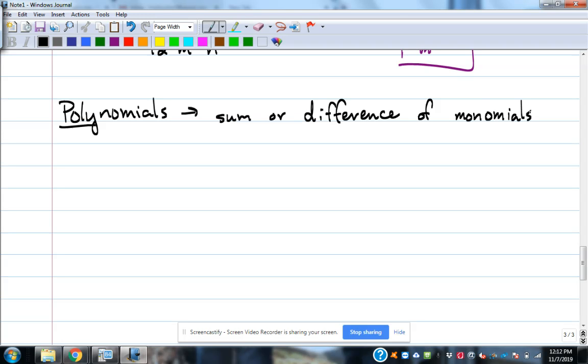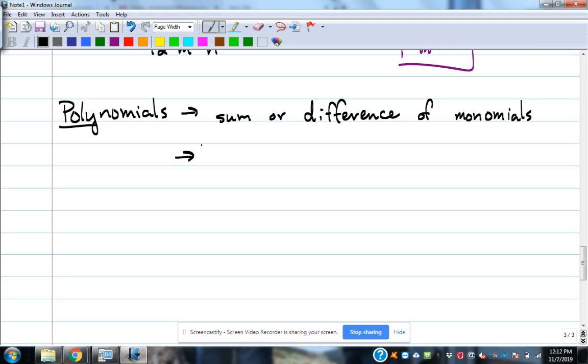So sum is what? Addition. Difference is subtraction. So when we're dealing with polynomials, we're going to see pluses and minuses in our problem. Monomials, no pluses and minuses, all multiplication or division. So with polynomials, we got monomials separated by addition and subtraction.